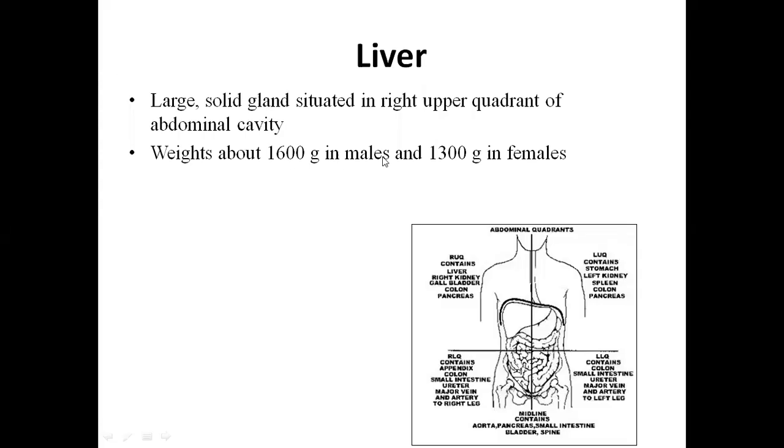Today we'll be talking about liver. Liver is a solid, large organ which is situated in the upper quadrant of abdominal cavity. This area, the location of the liver, upper part. This weighs around 1600 grams in males and in females around 1300 grams.